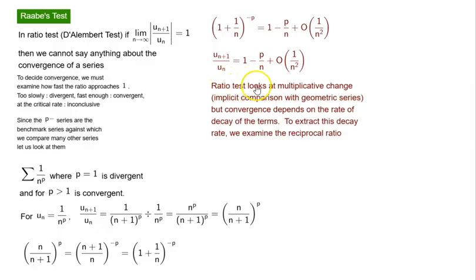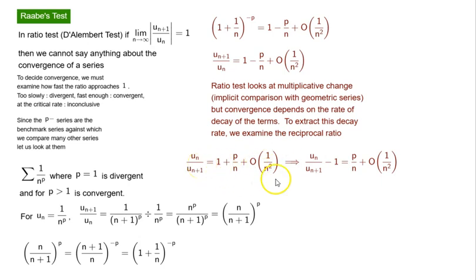Now, the ratio test looks at multiplicative change. Remember, in the ratio test, implicitly we do a comparison with the geometric series, where a common ratio keeps getting multiplied. But convergence depends on the rate of decay of the terms. To extract this decay rate, we examine the reciprocal ratio. So we take the reciprocal of u sub n plus 1 by u sub n, which gives us 1 plus p by n plus the big O. We take 1 to the other side, and we get u sub n by u sub n plus 1 minus 1 equal to p by n plus the big O.